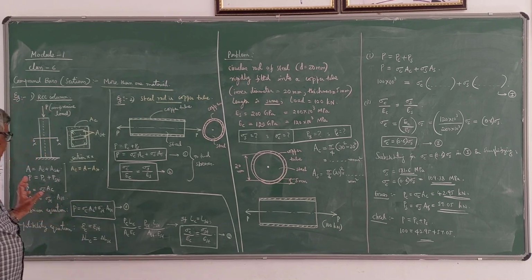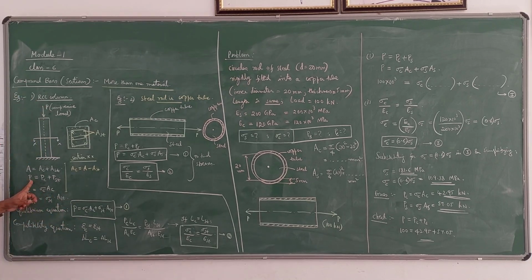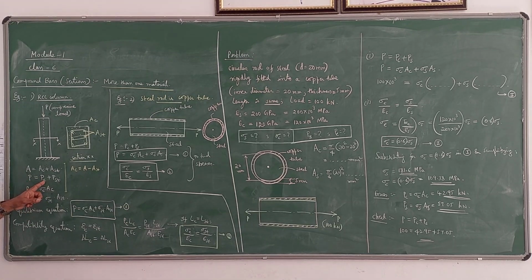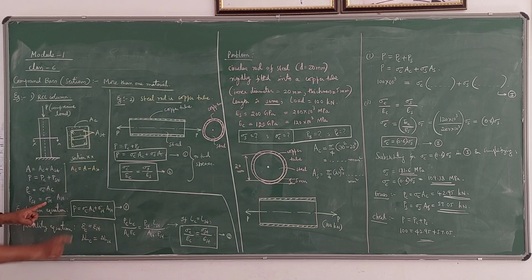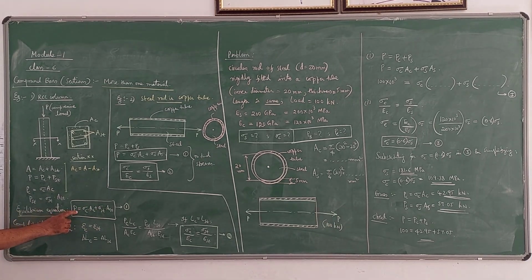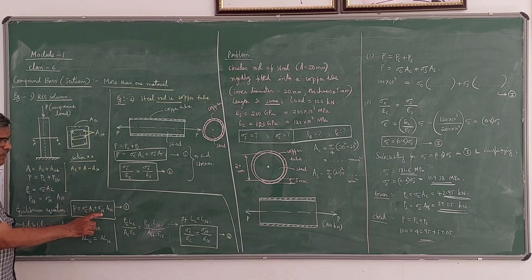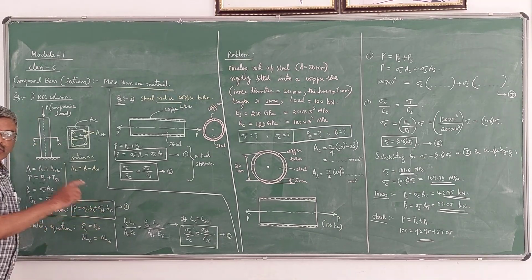According to the equilibrium equation, your total load is equal to the load taken by concrete plus the load taken by steel. This equation is called the equilibrium equation: P is equal to PC plus PST. PC is nothing but sigma C into AC, and PST is nothing but sigma ST into AST. Here P you will know, AC you will know, AST you will know. The unknowns are sigma C and sigma ST. So there are two unknowns.